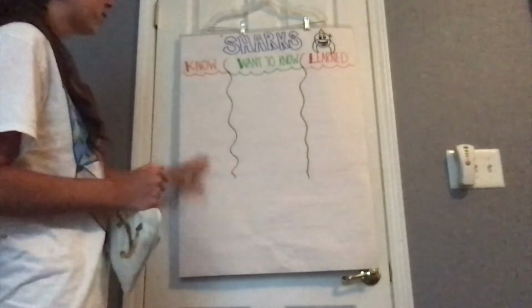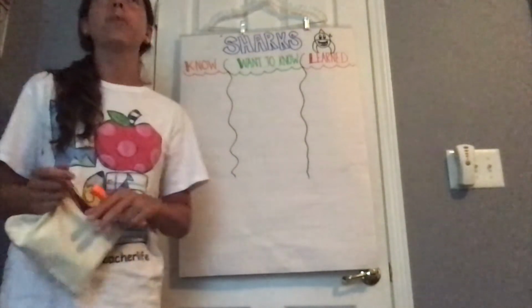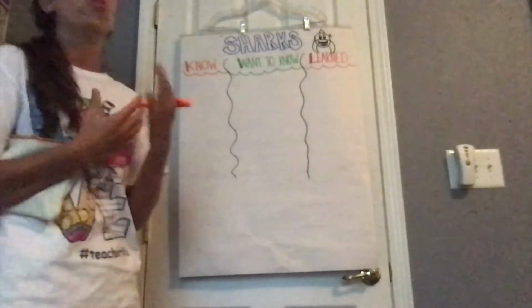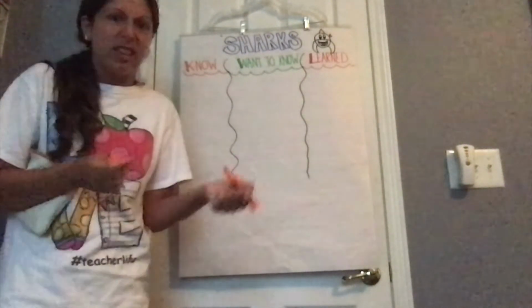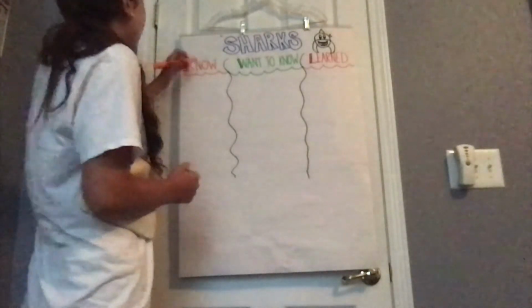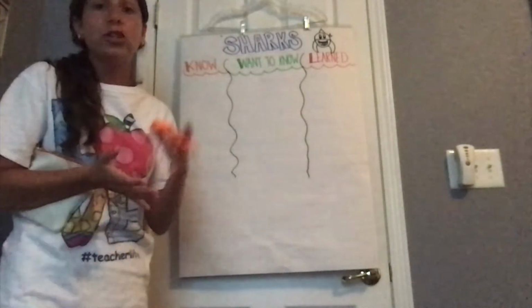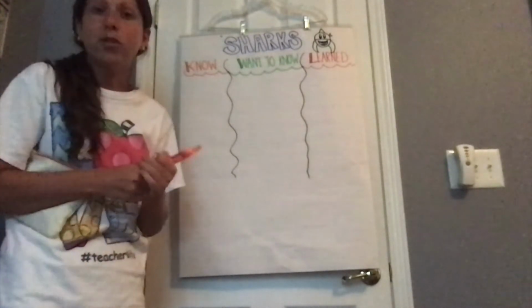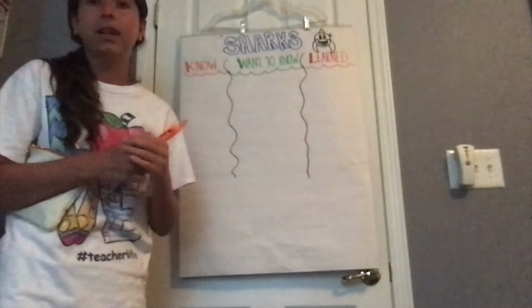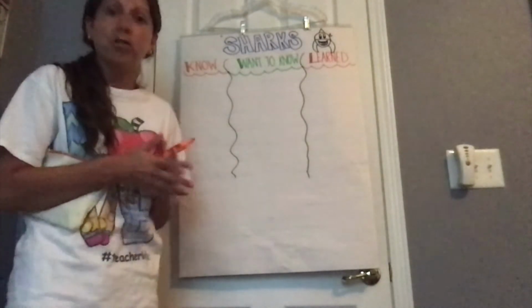So let's start with our K, which is our know. Now I'm asking myself, what do I know about sharks? Well, I know where they live, right? They live in the ocean. So all I'm going to do is jot that down on my anchor chart. It doesn't have to be full sentences. You can just make a bulleted list of things you know about sharks.